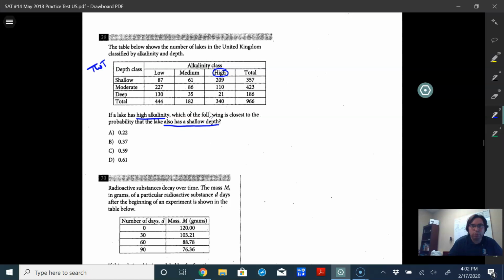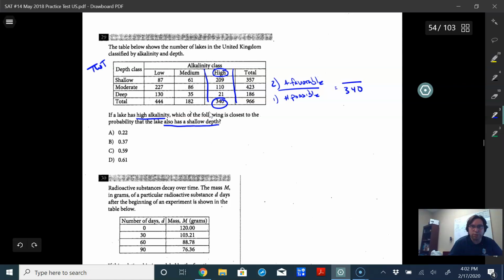So one, remember when we're looking at the probabilities, we're always looking at the number of favorable, which should be over the number of possible. And remember, the SAT is normally going to give you this first, then this second, in the way in which it leads to a statement of things. So if we're looking at that, we should see that, okay, the lake has a high alkalinity, so we know we're looking at this column, and we should be looking at the total value of this number. So then that's going to be 340, right?